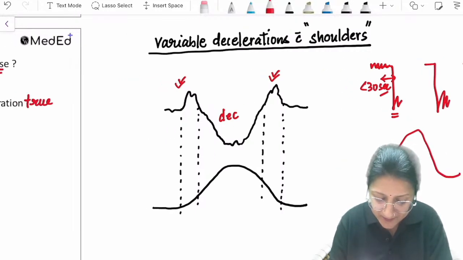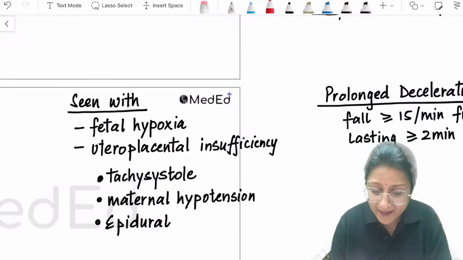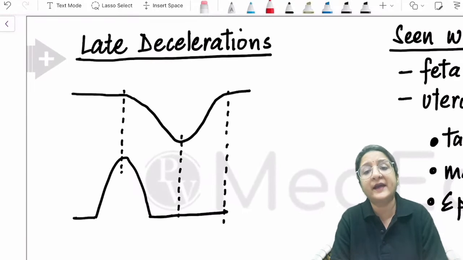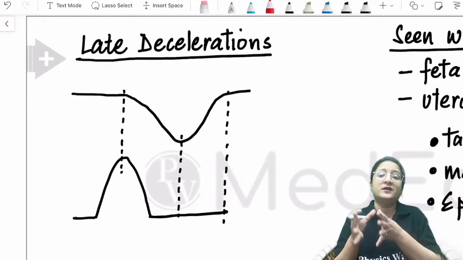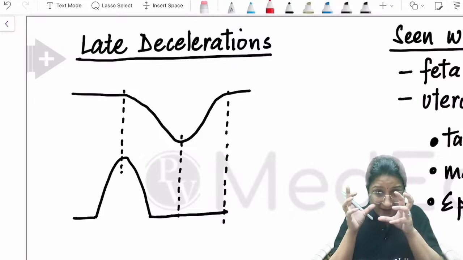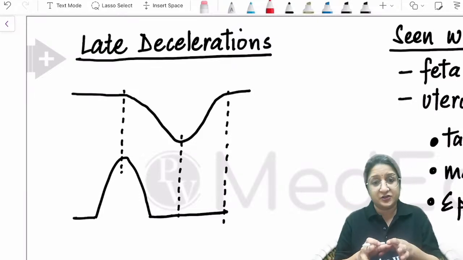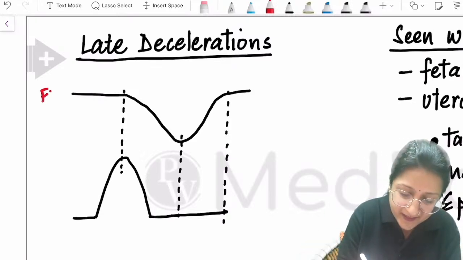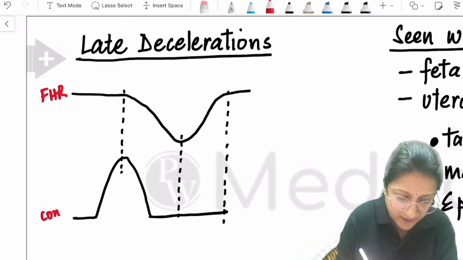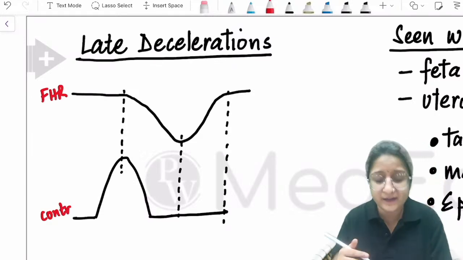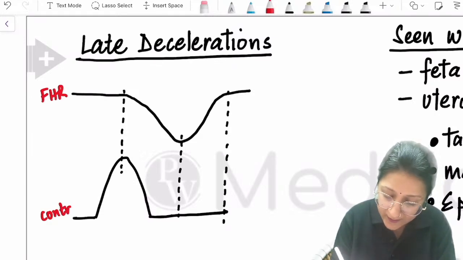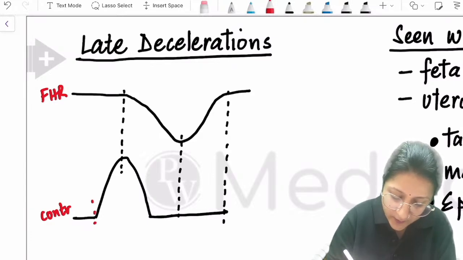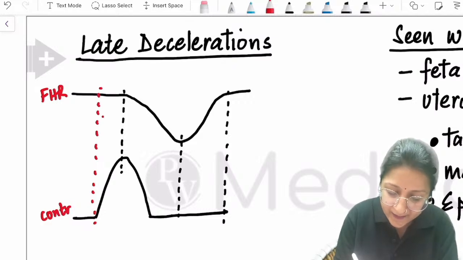Now let's also quickly revise the other types of decelerations. So we have late decelerations. In a previous year MCQ, they had asked a detailed question on late decelerations, which is why today we discussed variable decelerations in detail first. Late decelerations are delayed. If this is the baseline fetal heart rate and this is the contraction, you'll realize that the fetal heart rate is dropping down, and there is a delay. This is where the contraction started and there is a delay.